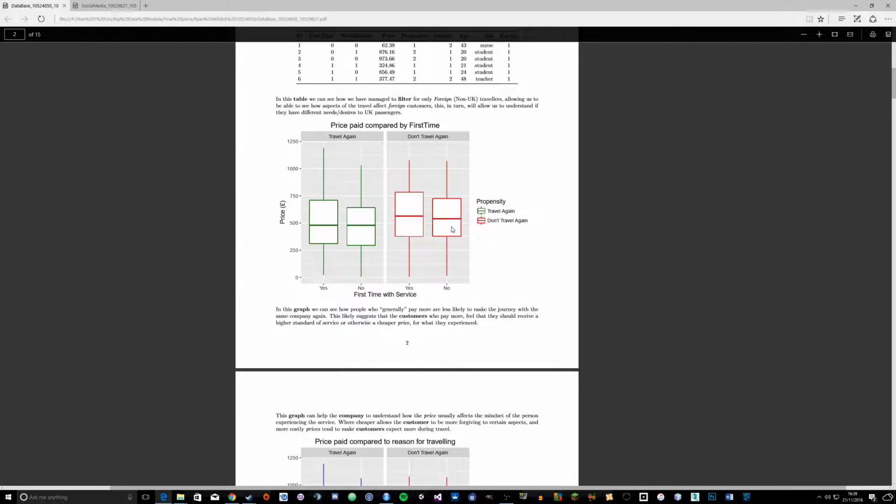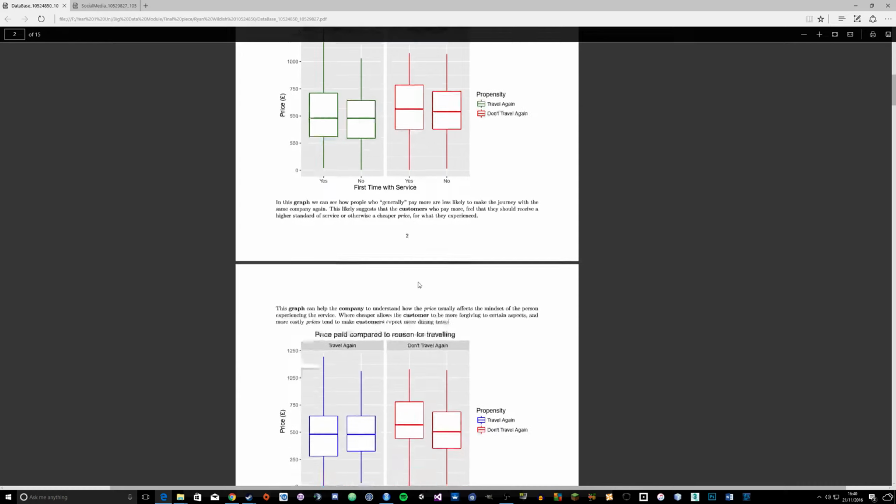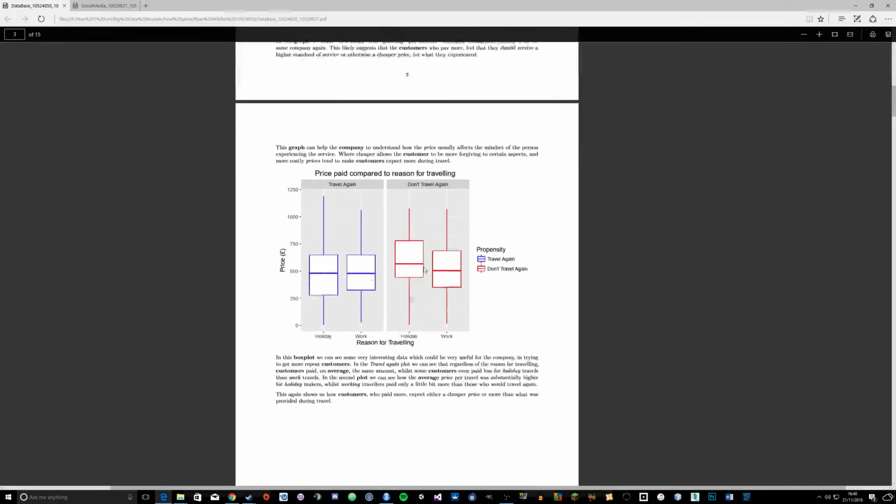Pardon my mistake. But yeah, we can see as a general consensus that people who did pay less will travel again, just based off of this. Obviously, it didn't matter too much on whether it was their first time or not. There was a little bit in it, but not too much. But the price, you can see, heavily reflected whether they would or wouldn't travel again, which was very interesting.